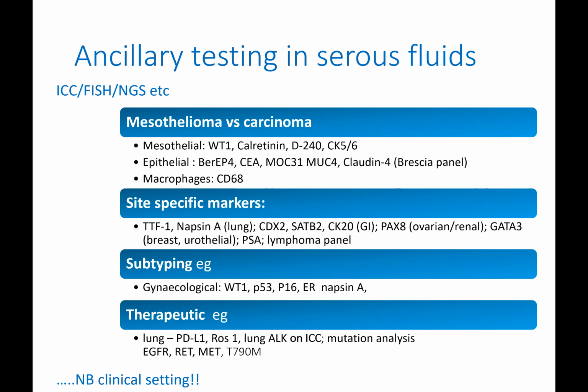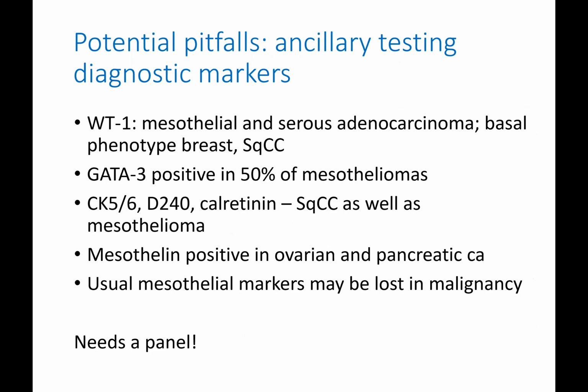When choosing your immunopanel, it is important, therefore, to be sure of a clinical setting and to do an ICC panel appropriate to that. However, there are always caveats with diagnostic immunocytochemical markers, especially in cytology, where there are cell mixes and a lack of architecture to place the ICC. Some examples in serous fluid include the fact that WT1 stains both mesothelial and serous adenocarcinoma, which we know, but also can be positive in basal phenotype breast carcinoma and squamous cell carcinoma.